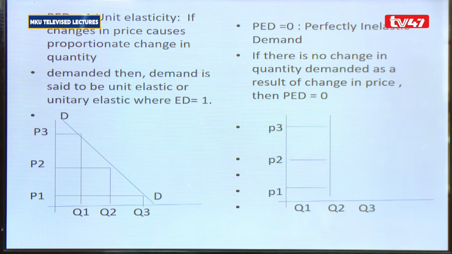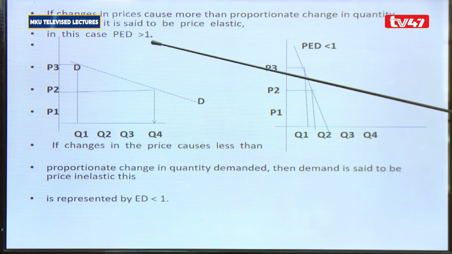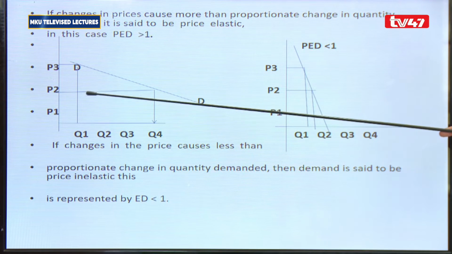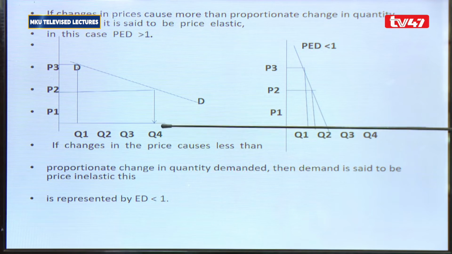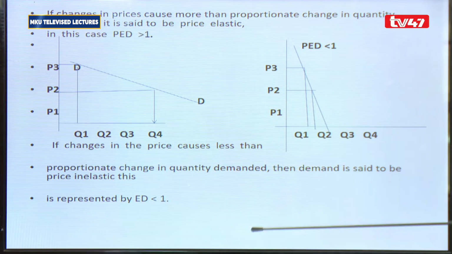But when we move to the next one, where elasticity is greater than 1, this can happen in real life situations. Let's understand how. Where it is greater than 1, it means a small change in price triggers a very big change in quantity demanded. It means that a consumer here is responding in a big way to a small change.